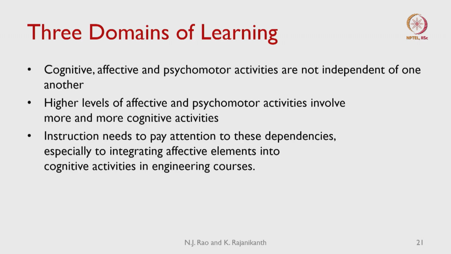That is how the brain reacts. It did not say this part of the brain is concerned with cognitive, this part of the brain is concerned with affective and so on. So, higher levels of affective and psychomotor activities involve more and more cognitive activities. That we have mentioned. That is why we propose the use of Peirce Gray taxonomy. Instruction needs to pay attention to these dependencies, especially to integrating affective elements into cognitive activities in engineering courses.